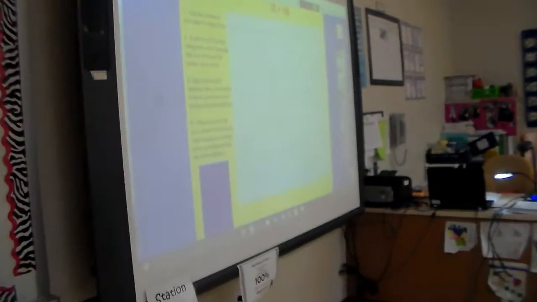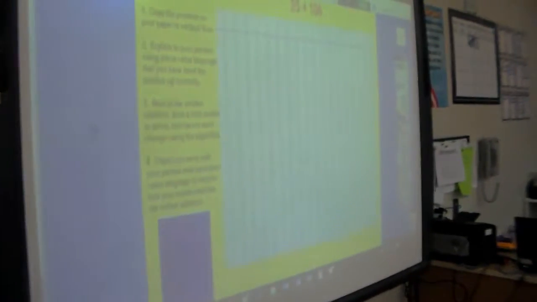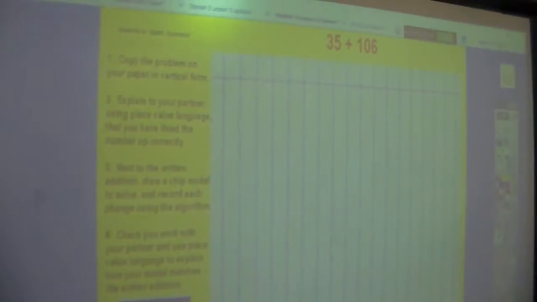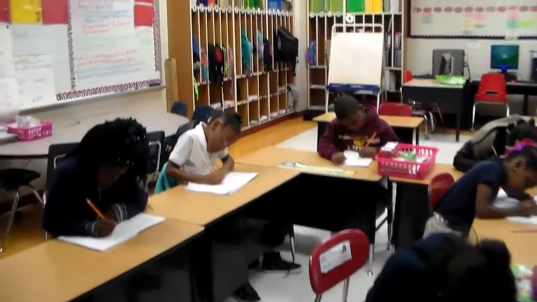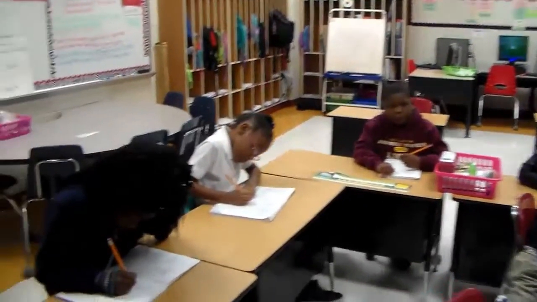Make sure your numbers are lined up. You can check with your partner. Make sure your numbers are lined up correctly. 35 plus 106. Check with your partner to see if your numbers are lined up correctly.